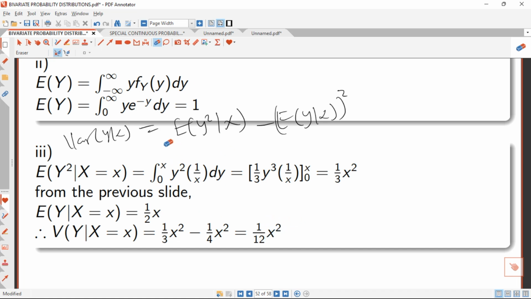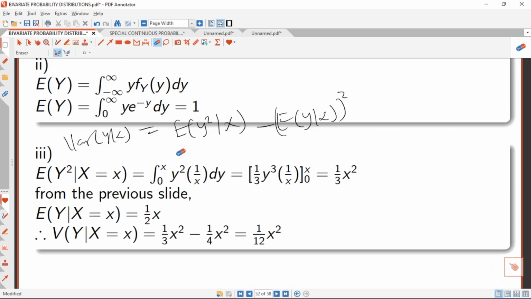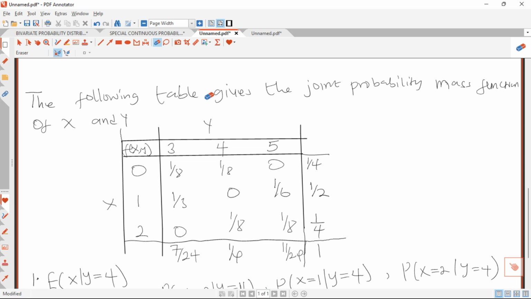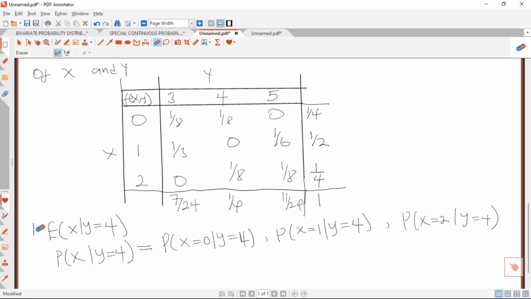So in all of this, we have been able to calculate the conditional expectation, and most of the questions we have solved here are on continuous cases. So let's solve one question on discrete cases too. Here we have been given a discrete case question. It says the following table gives the joint probability mass function of x and y, where x is for the rows and y is for the columns. And we have been asked to calculate the conditional probability of what?